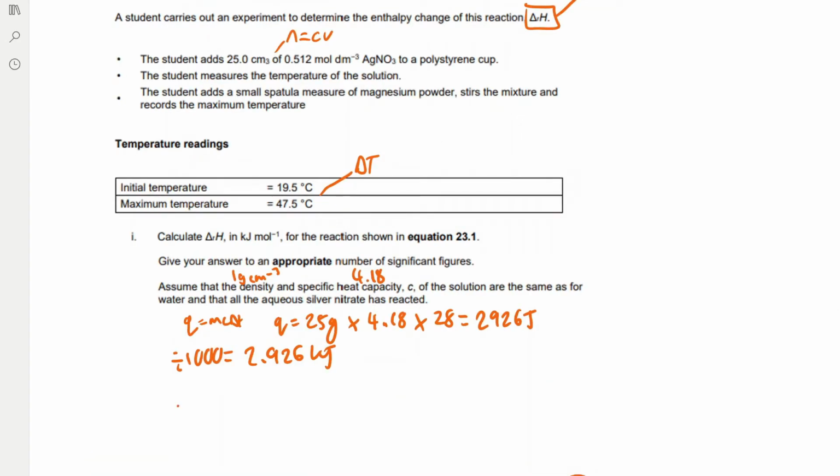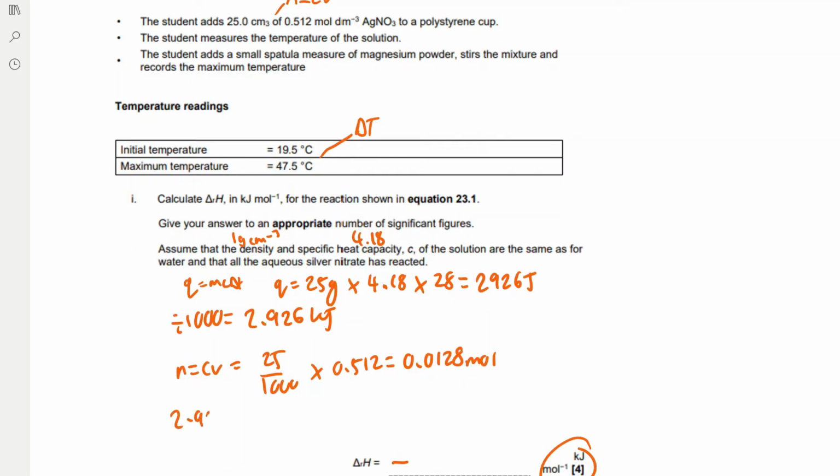So we use our equation n equals CV, and that is 25 divided by 1000 converts to decimeters cubed, multiplied by 0.512 mole per dm cubed, which gives us 0.0128 mole. So then if we divide 2.926 kilojoules by 0.0128 mole, that gives us 228.5.